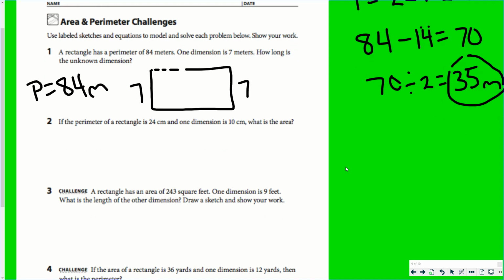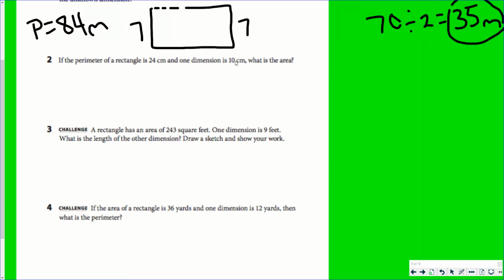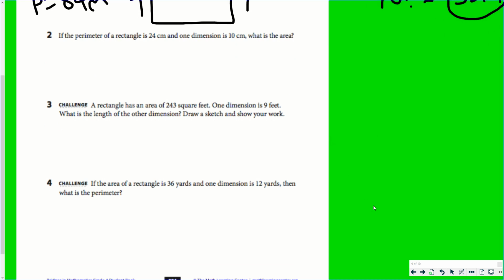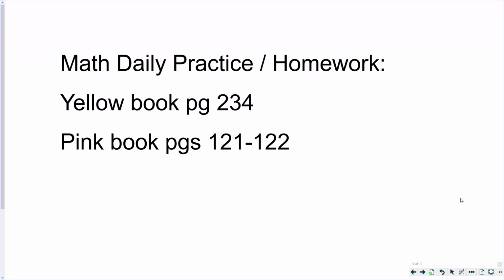I am going to let you guys now go ahead and challenge yourselves through these other problems. I will show you the answers for those problems in subsequent lessons. And then for your work, you will finish the yellow book on page 234. Once you finish the yellow book, then you'll have the pink book, pages 121 and 122 to complete. On those pages, there are very similar problems to what we have been doing, asking to find a missing dimension and what is the perimeter for certain word problems.